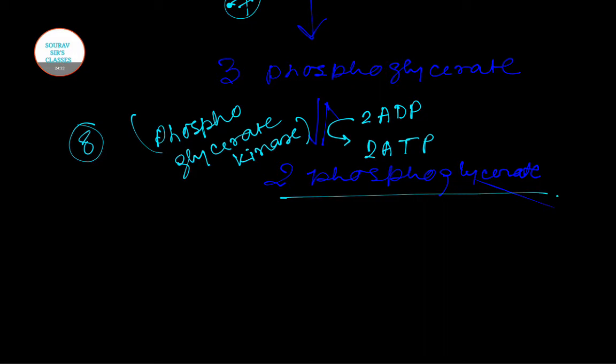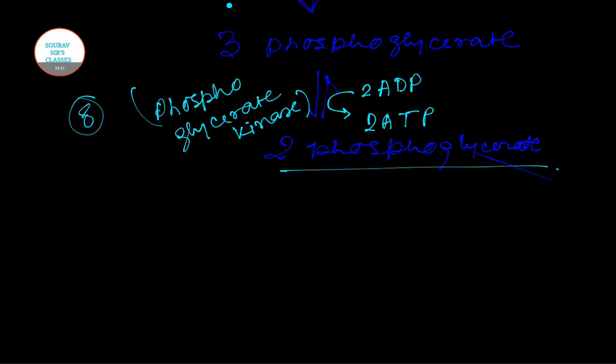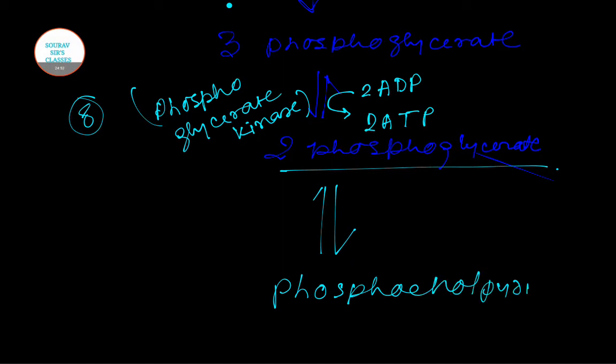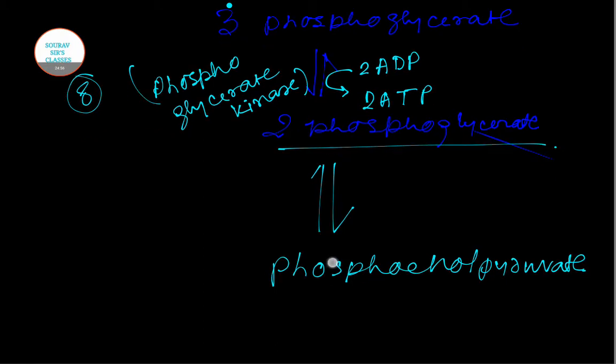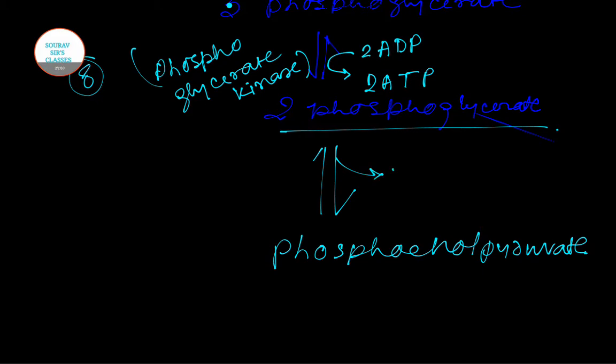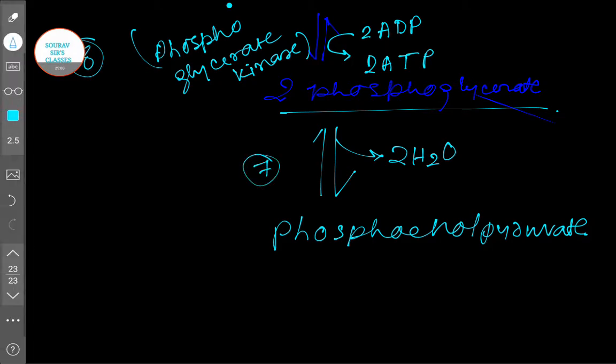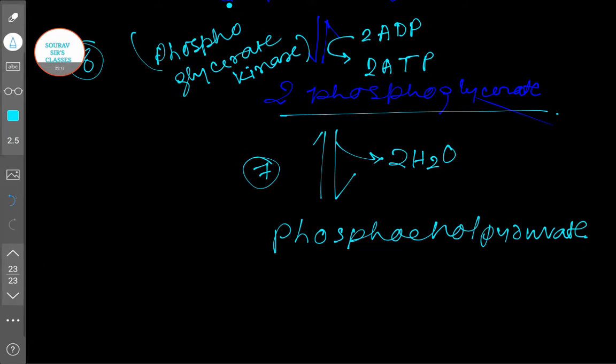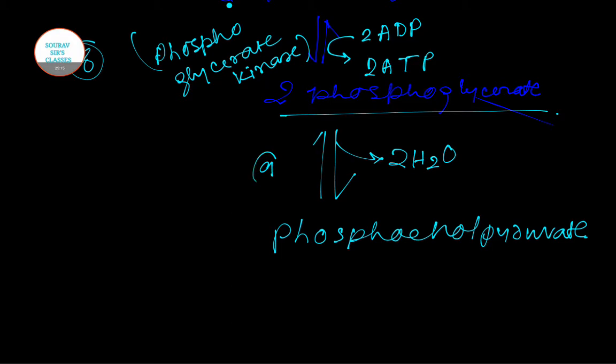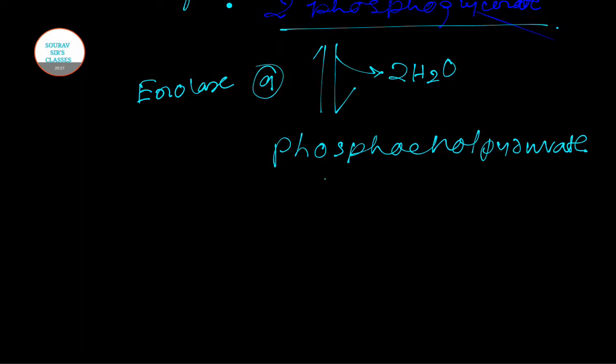Now from 2-phosphoglycerate we are forming, in the 9th reaction, phosphoenolpyruvate. Two water molecules come out from this reaction, and this is the ninth reaction, and here the enolase enzyme is used for this conversion, enolase.